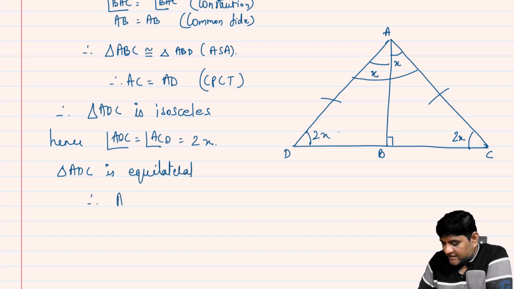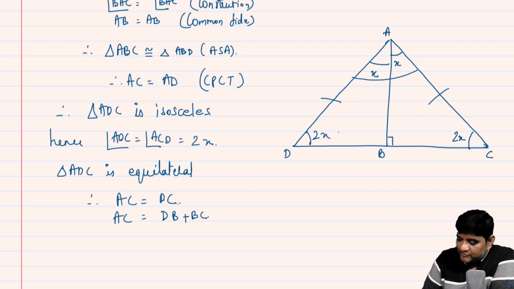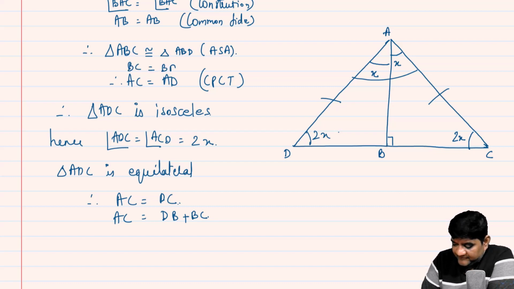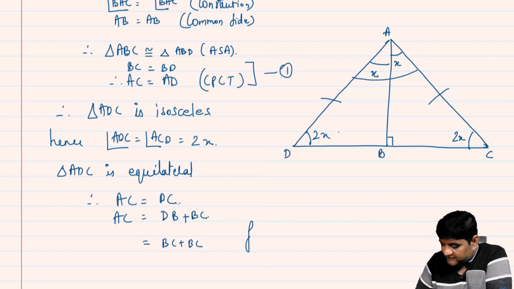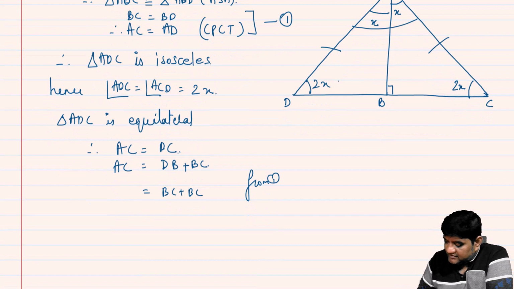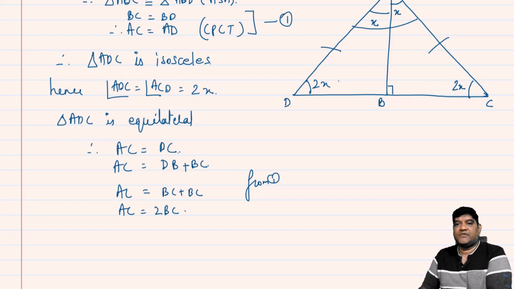Therefore, can I now say AC is equal to DC? But AC can now also be written as DB plus BC. Now there's one piece of information I forgot to mention here. I can also say BC is equal to BD, by CPCT. So BC is equal to BD, so I can write this as BC plus BC. If I take this as 1 and write the reason as from 1, that would prove that AC is twice of BC.